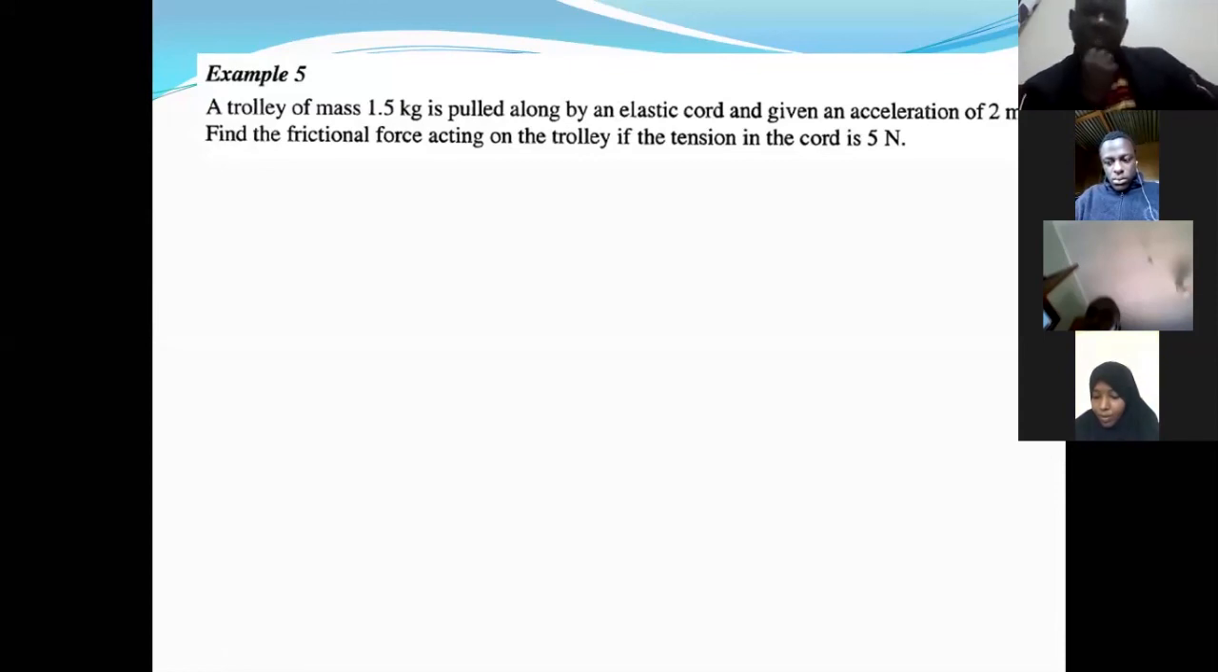Given a trolley of mass 1.5, it's pulled along by an elastic cord. It's given that acceleration. So find the frictional force.